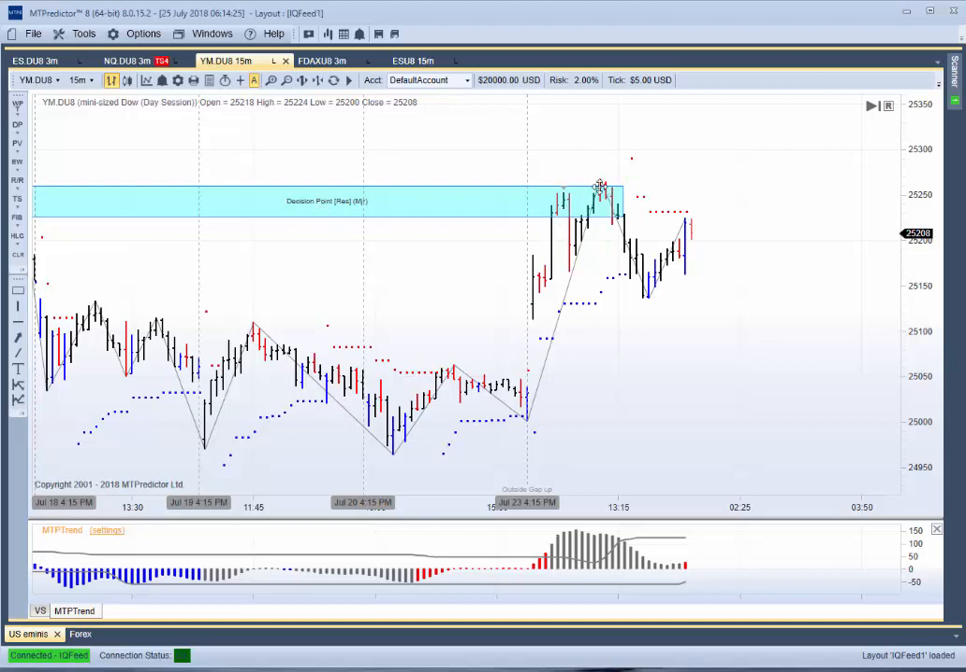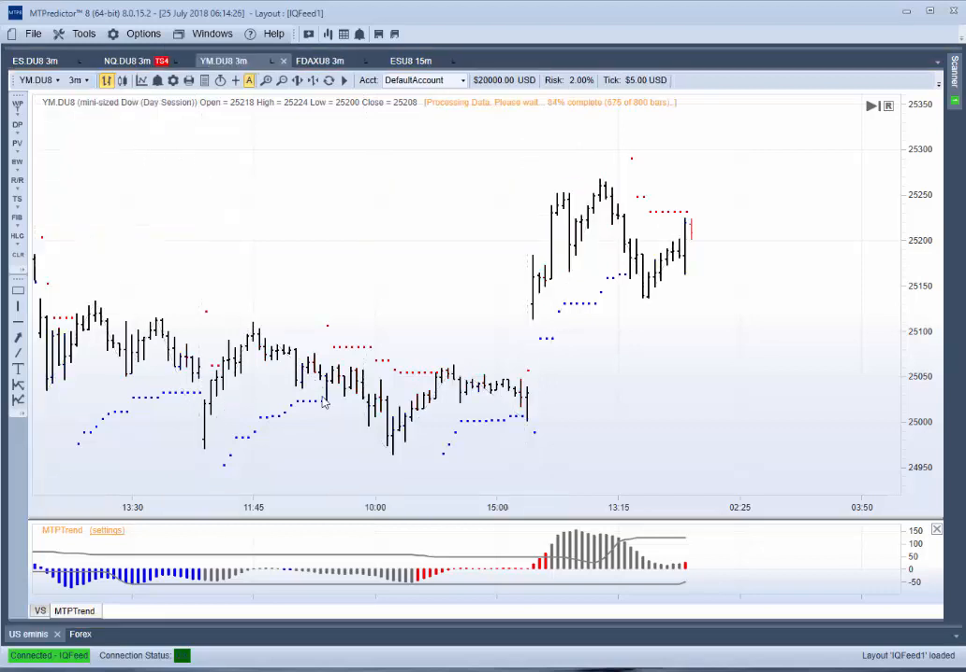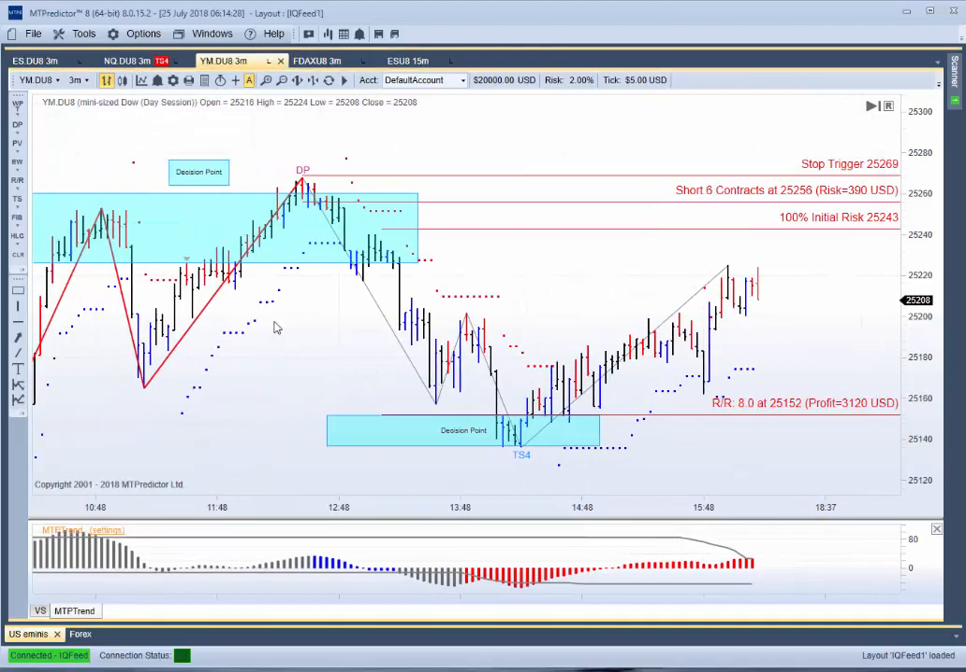So this was definitely making a lovely reversal. And as you can see, that nailed the very bar of the high of the day, and as such had a very nice short trade where the profit was approximately 8 times the initial risk. So great example of how to use multi-time frame analysis using the MTPredictor software program, in this case on the YM yesterday, which was the 24th of July.